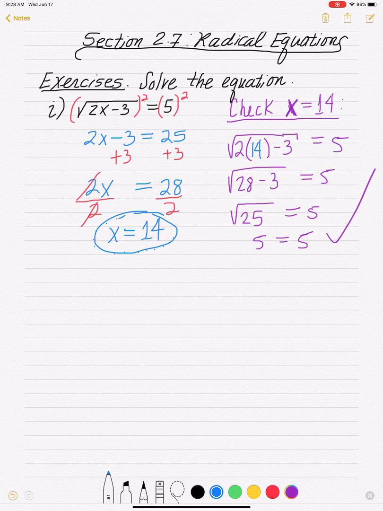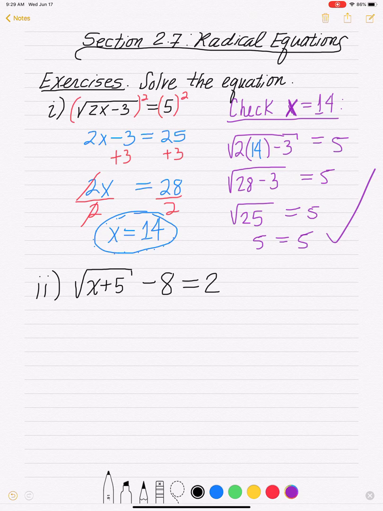All right, so let's do number 2. Problem 2. Here we have the square root of x plus 5, and then after that radical, we have minus 8, and then we have equals 2.